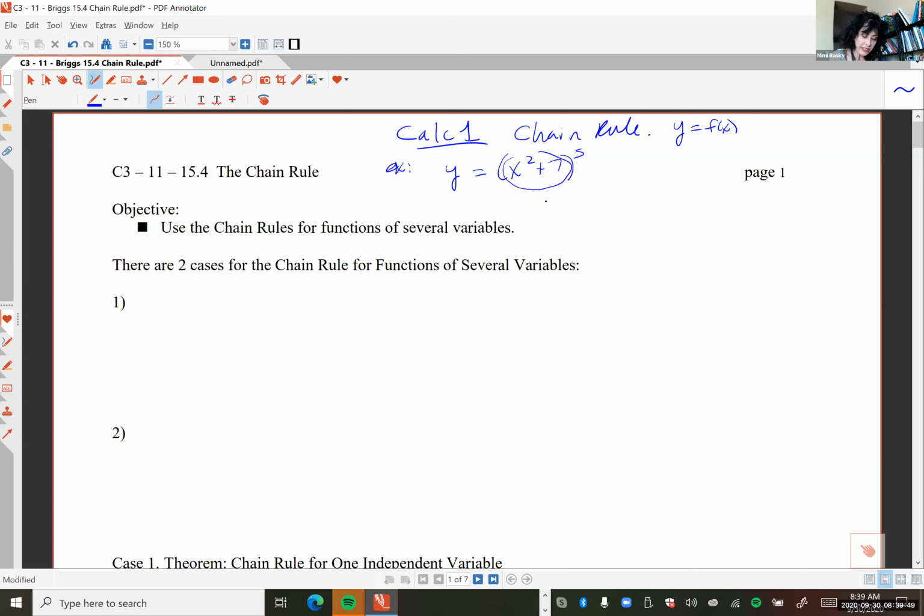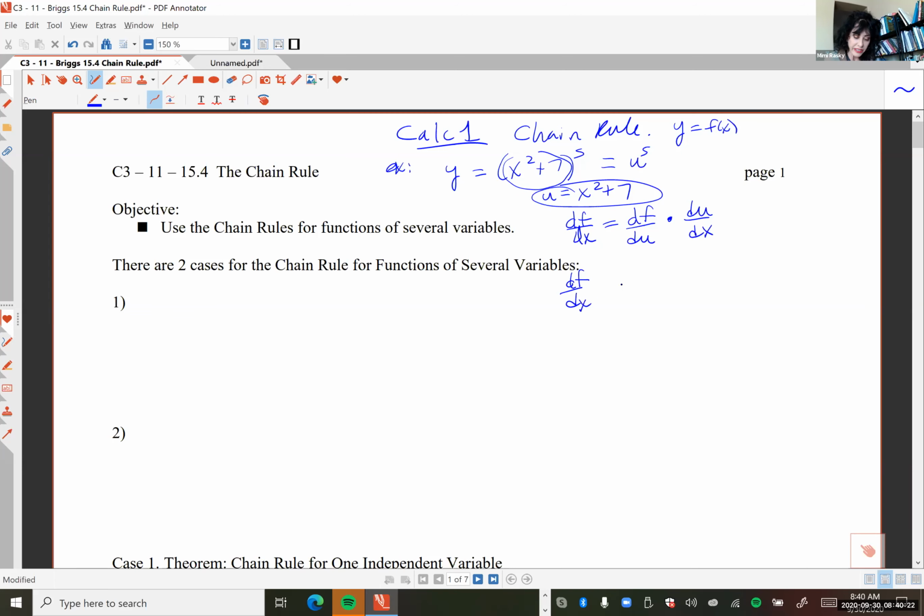They said, let's let u be what's inside the parentheses, the inner function, if you will. And then df dx, where y is equal to f of x, is equal to df du times du dx. So you did it sort of in parts. Well, what do you mean? If we rewrite y as u to the 5th power, with u the inner function x squared plus 7, then df dx is df du, but you're going to use the power rule on that. That's 5u to the 4th times du dx.